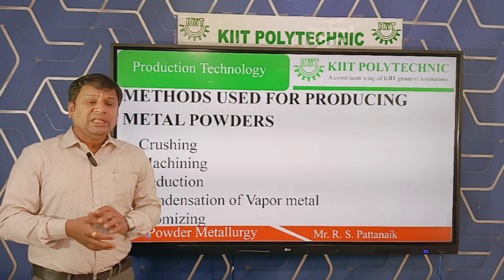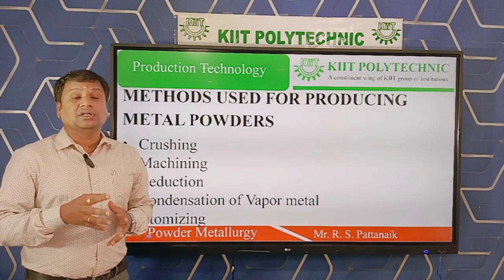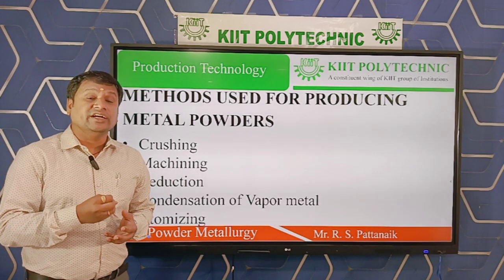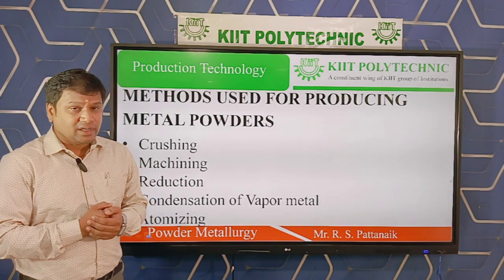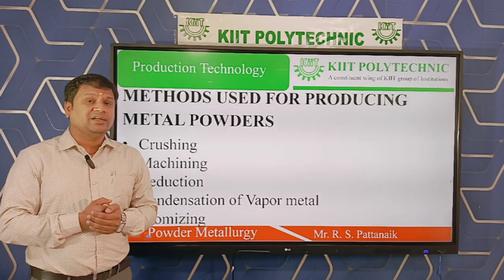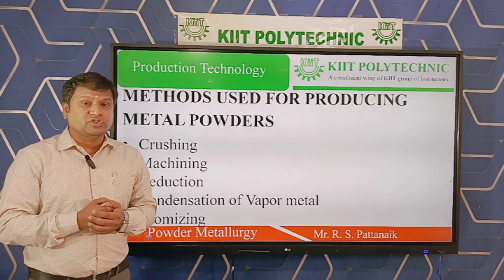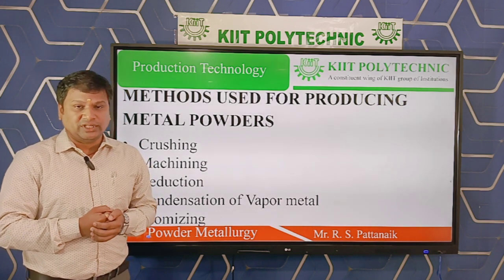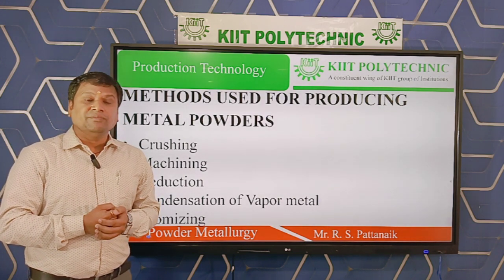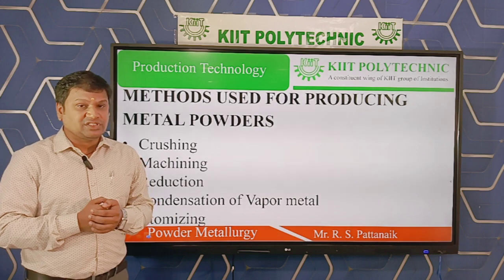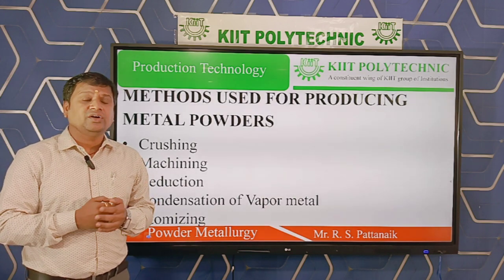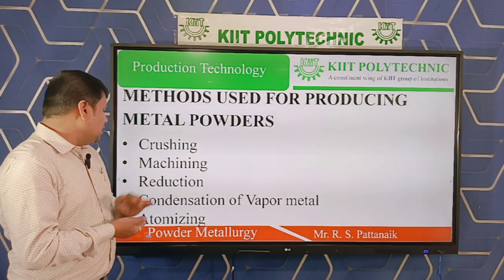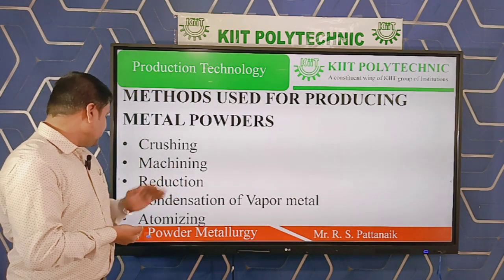So in this method the compound of metal is reduced. In this method the compound of metal like oxides are reduced in the presence of carbon monoxide or hydrogen at a temperature below the melting temperature of the metal in a controlled atmospheric furnace. Okay, so this is the method of reduction.